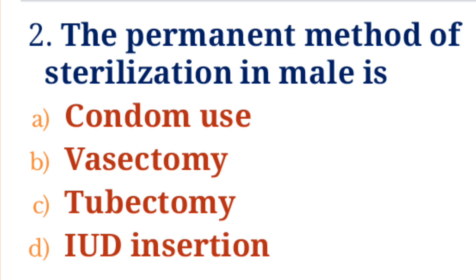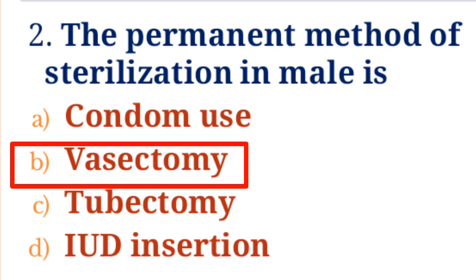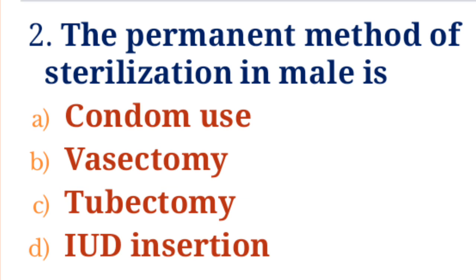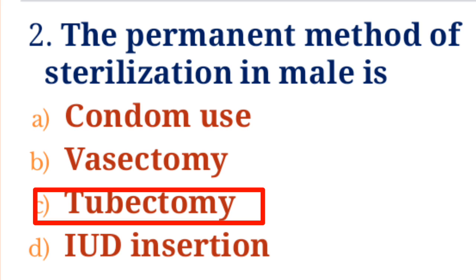Next question: The permanent method of sterilization in male is: Options: A. Condom use, B. Vasectomy, C. Tubectomy, D. IUD insertion. Answer is B. Vasectomy. So the permanent method of sterilization in male is vasectomy and the permanent method of sterilization in female is tubectomy.